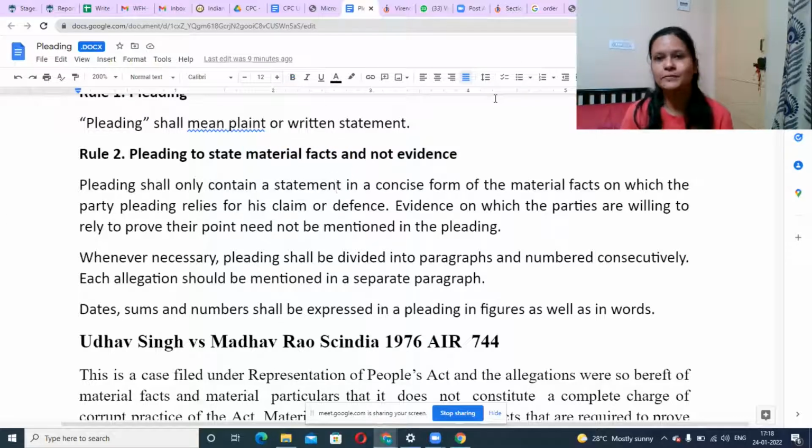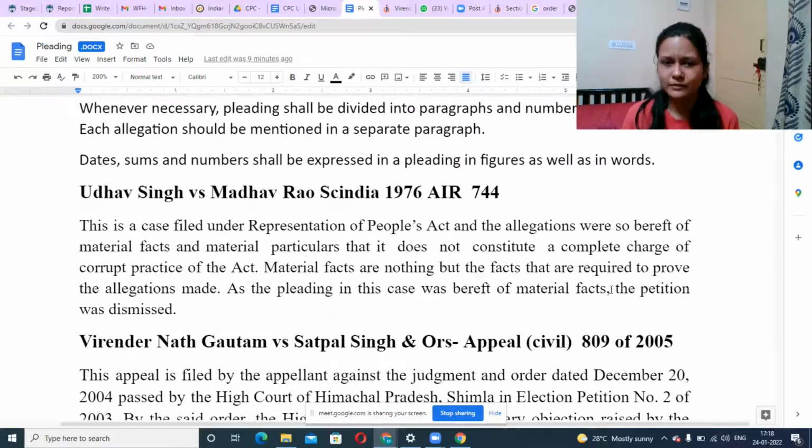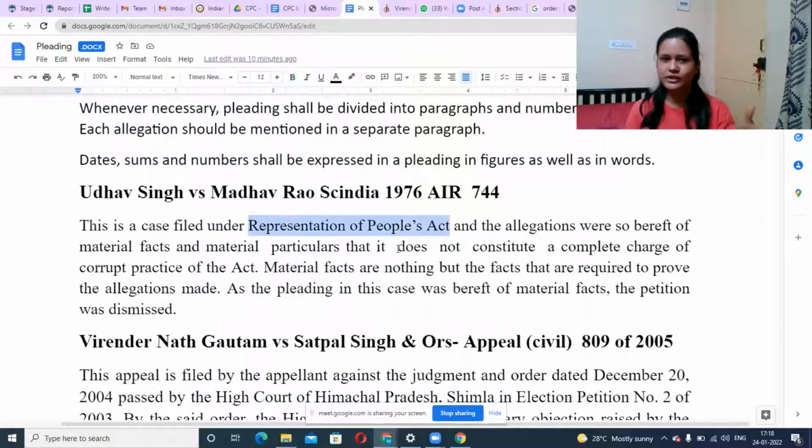But now, what is a material fact? That is again not that clear, right? So for that, we have these two cases. The first one is Uddhav Singh versus Madhav Rao. It is a case of 1976. This case was filed under the Representation of People's Act. Actually, both these cases are under the same act, the Representation of People's Act, related to election matters.